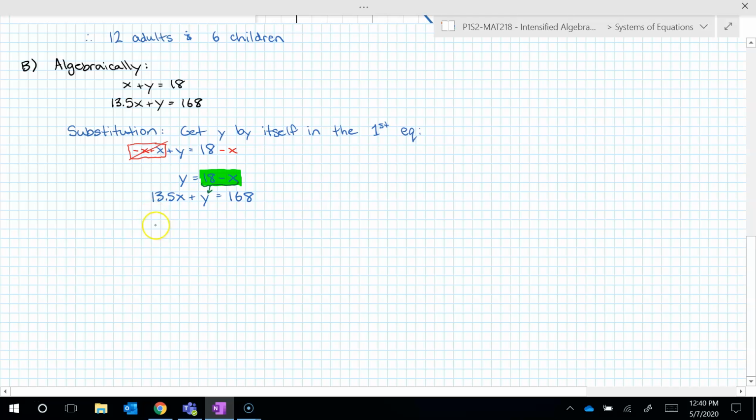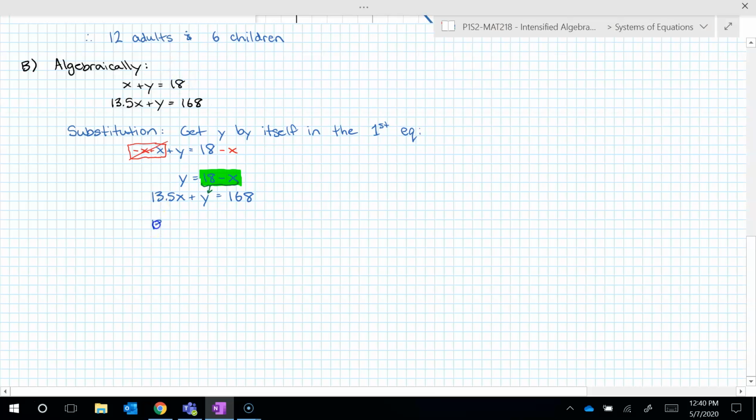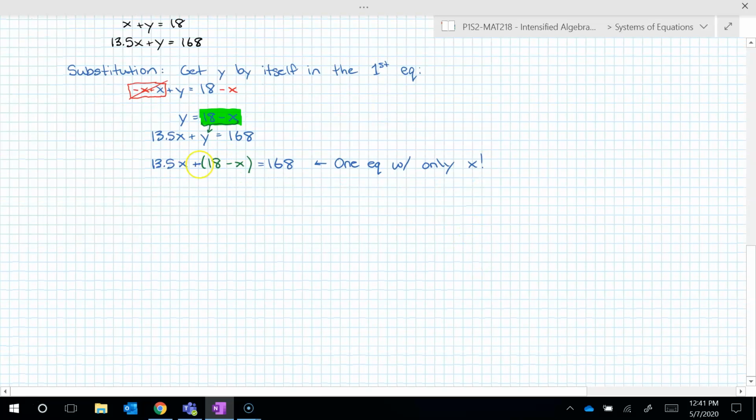So if I do that, then this equation becomes 13.5x. Let's go back to the blue here. It's 13.5x plus y, which is 18 minus x. I'm just replacing that y with what it's equal to, equals 168. And now I have one equation with only x, that I can solve just like I did in the normal way, how do I solve an equation? So, right, I have this thing in parentheses.